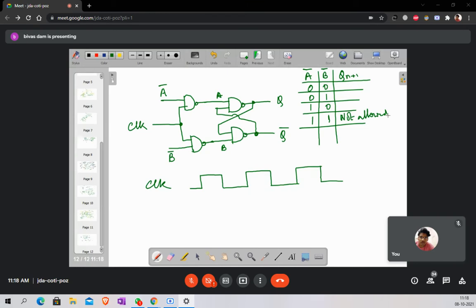Now let me go for the other input combination. A bar, B bar, both are 0. So what happens to AB? 1-1. And if AB is 1-1, what happens to Qn plus 1? Previous output, Qn. Now, what is meant by Qn and Qn plus 1? If this is the nth clock period, the value of Q within this period of time is termed as Qn. This will be Qn plus 1. So Qn is the present state, and Qn plus 1 will be the next state.